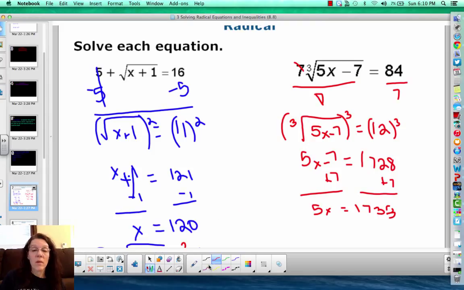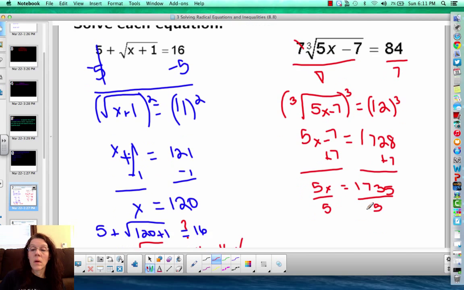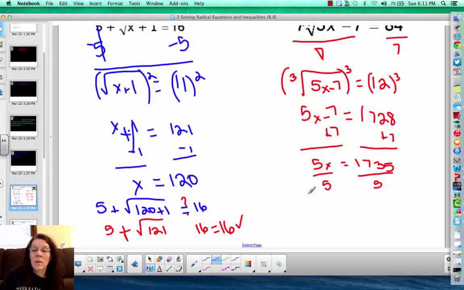For some reason, I am having a hard time with 5s today. Let's see if I can fix this, and make that a 35 that you can read. There we go. Now we're going to divide both sides by 5. So x equals 1735 divided by 5. And I'm going to do that on my calculator, and I get 347.